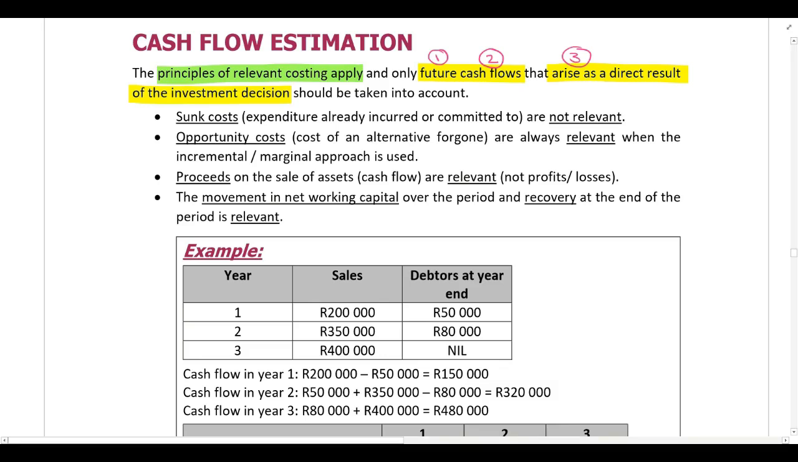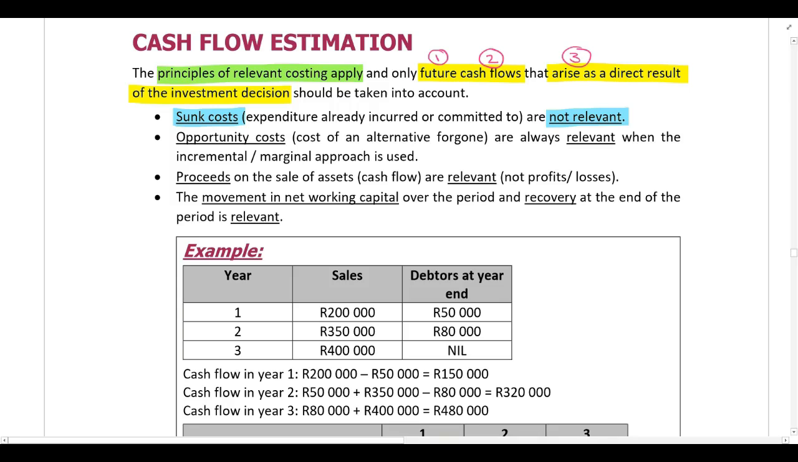The first point is that sunk costs are never relevant. Sunk costs just refer to money that has been spent in the past. Obviously that can't be relevant because it doesn't comply with the first part of our definition. It is not a future cash flow. It's money that has already been spent in the past, so please don't take it into account.